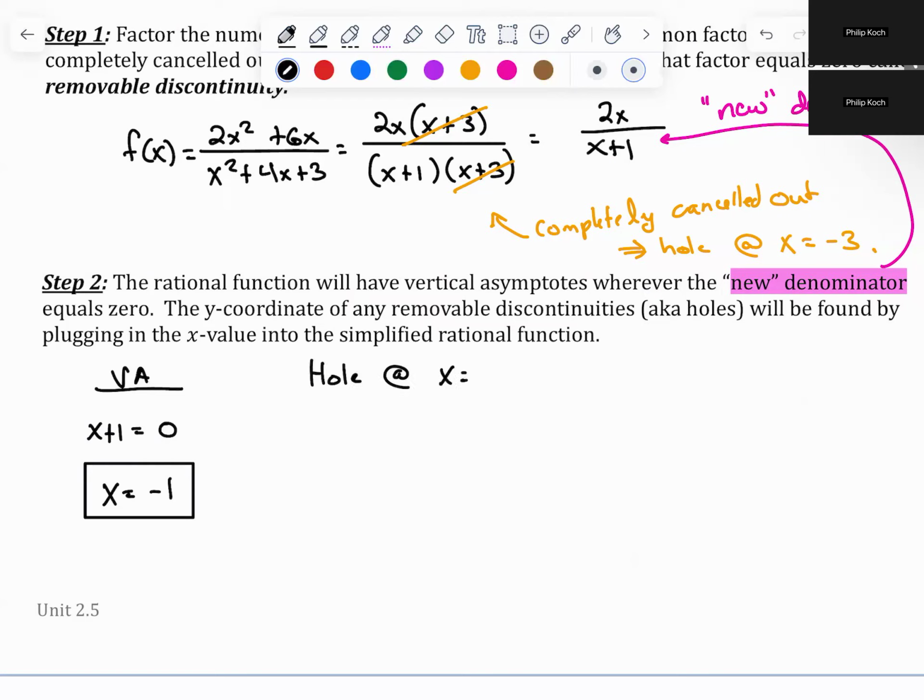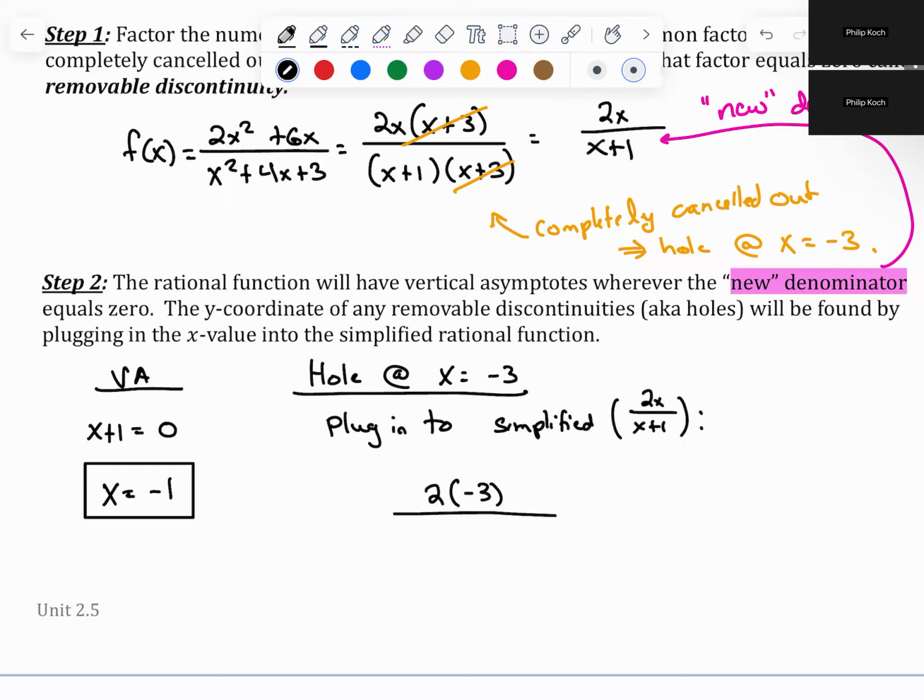But either way, then there's a hole at x equals -3. Plug into the simplified function, which is 2x over x plus 1. That's going to be 2 times -3 over -3 plus 1, which is -6 over -2, which is +3. So there's a hole at -3, 3.